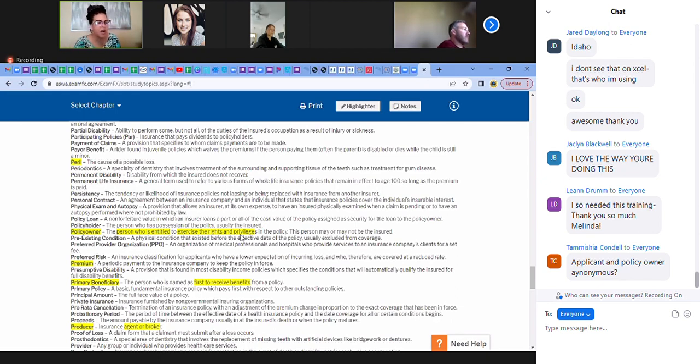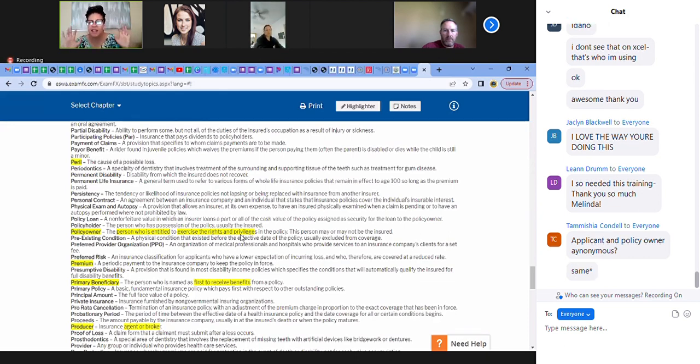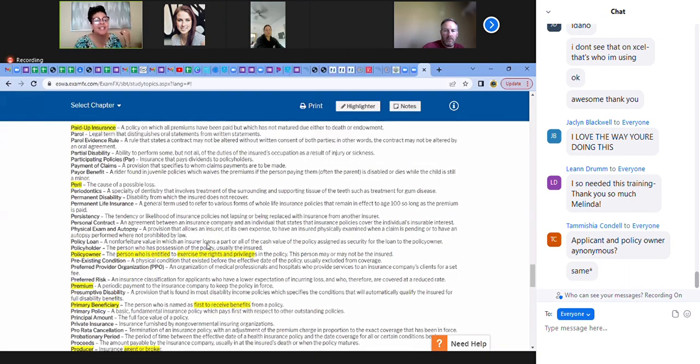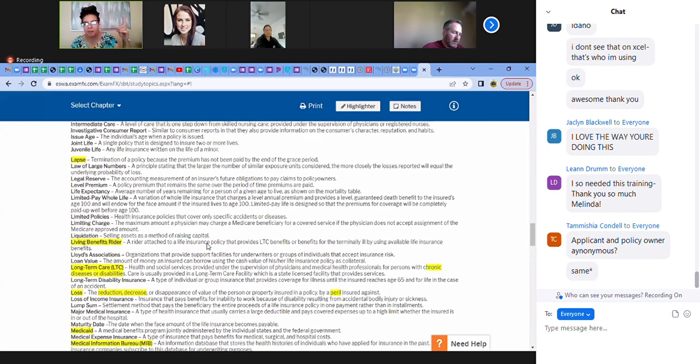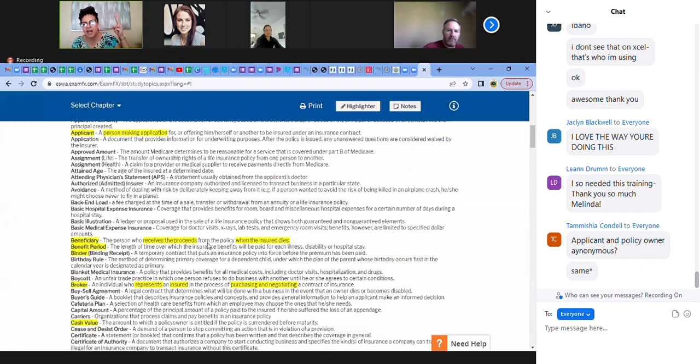Here's a question. Here we go. The applicant and the policy owner. That's good. Tamisha, here's a question now. On an application, say all of the following, the insured, here we go. The insured can be all of the following except the applicant, the beneficiary, the payer, or the policy owner.